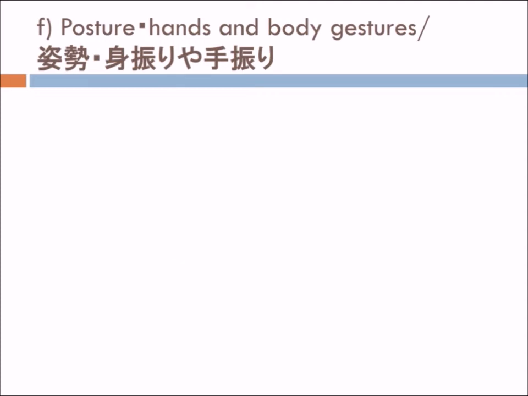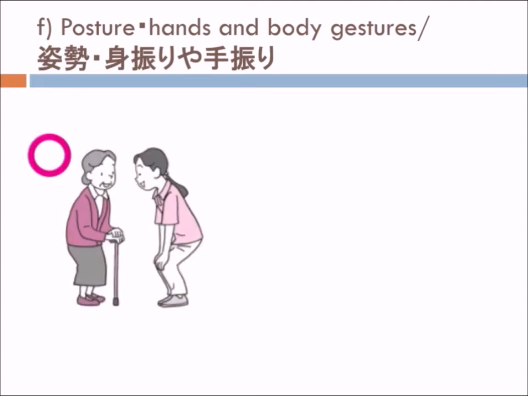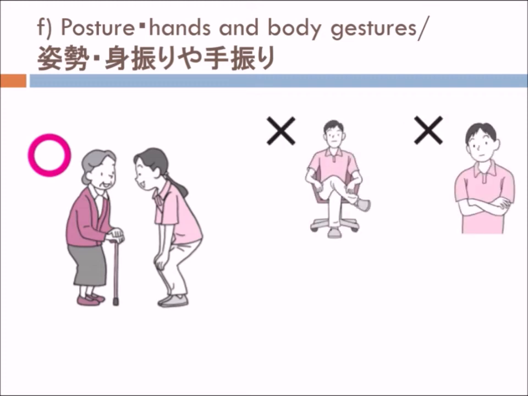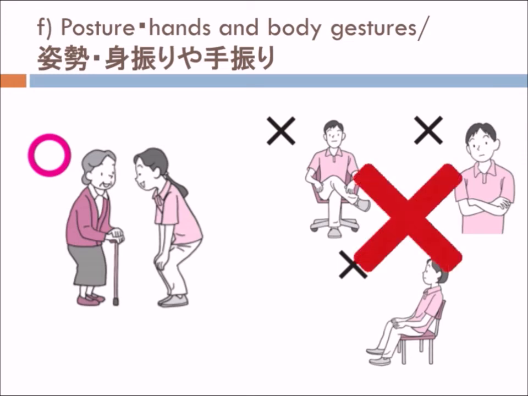Posture, hand and body gestures. The care worker communicates face-to-face with the user. If you cross your arms or legs, or lean back in the chair while you listen to someone, it will give a bad impression to the person.